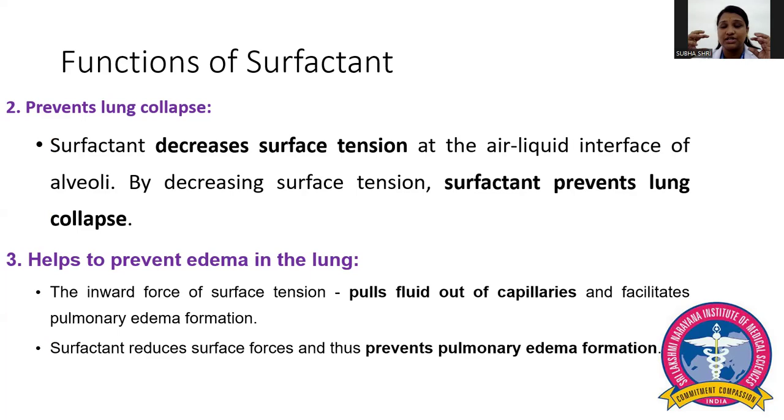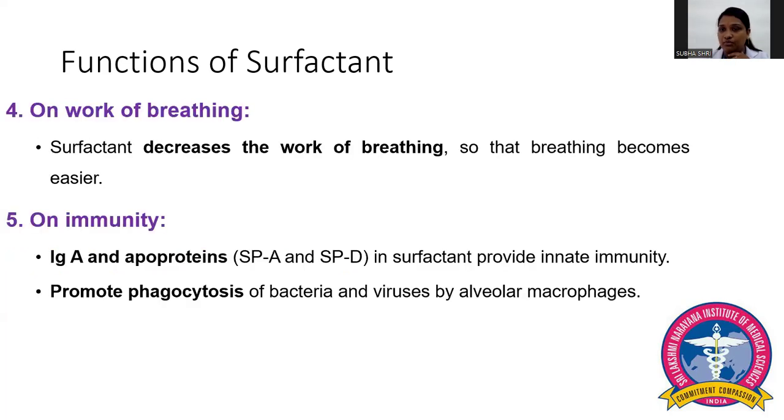Because of the surface tension, there will be an inward force in the alveoli. This inward force usually pulls fluid from the capillaries into the alveoli. So what can happen? Alveoli can be filled with fluid, right? This is called pulmonary edema. But because of the presence of surfactant, the surface tension will reduce. This reduced surface tension cannot pull the fluid from the capillaries. So fluid will not move from the capillaries into the alveoli, finally preventing pulmonary edema formation.